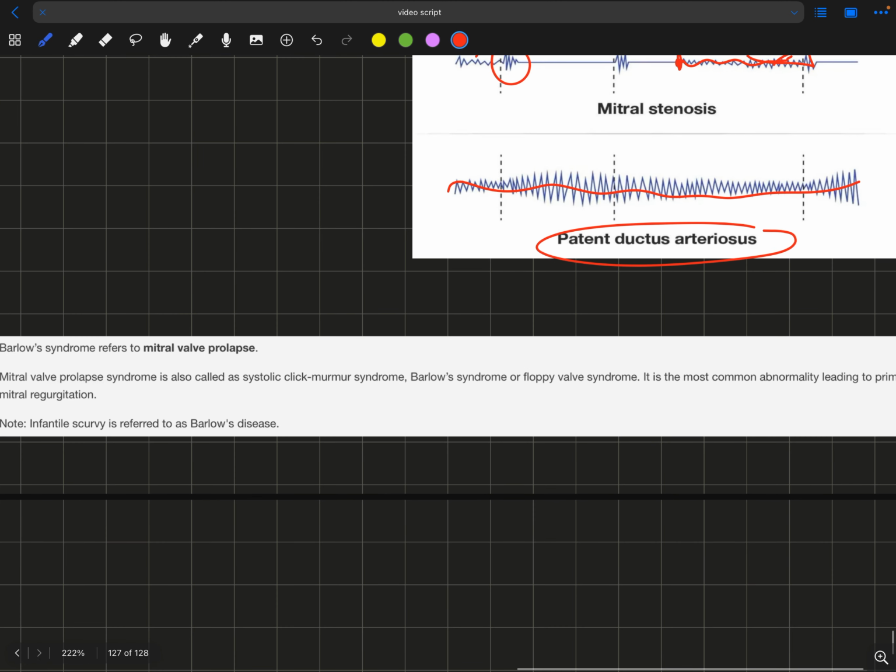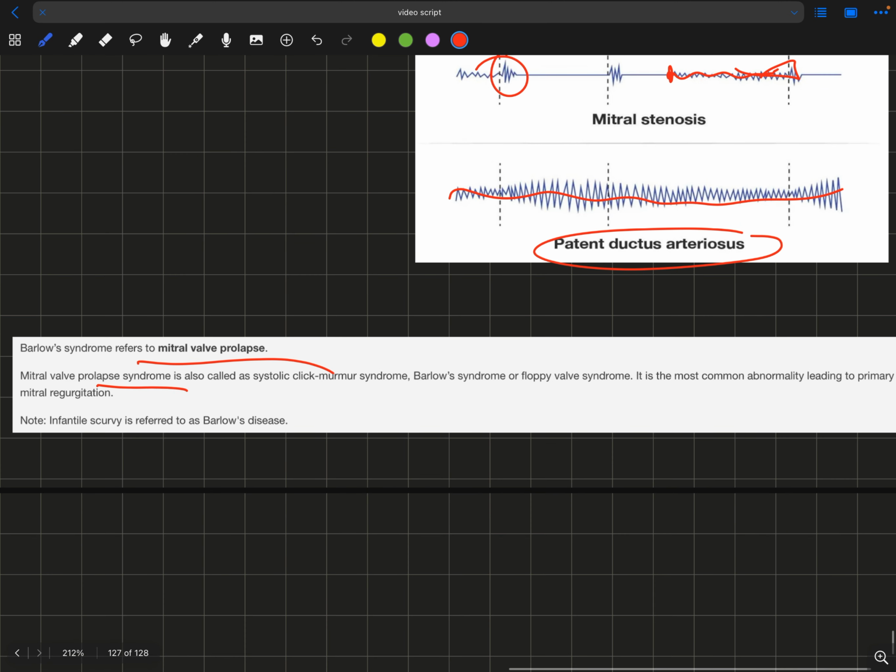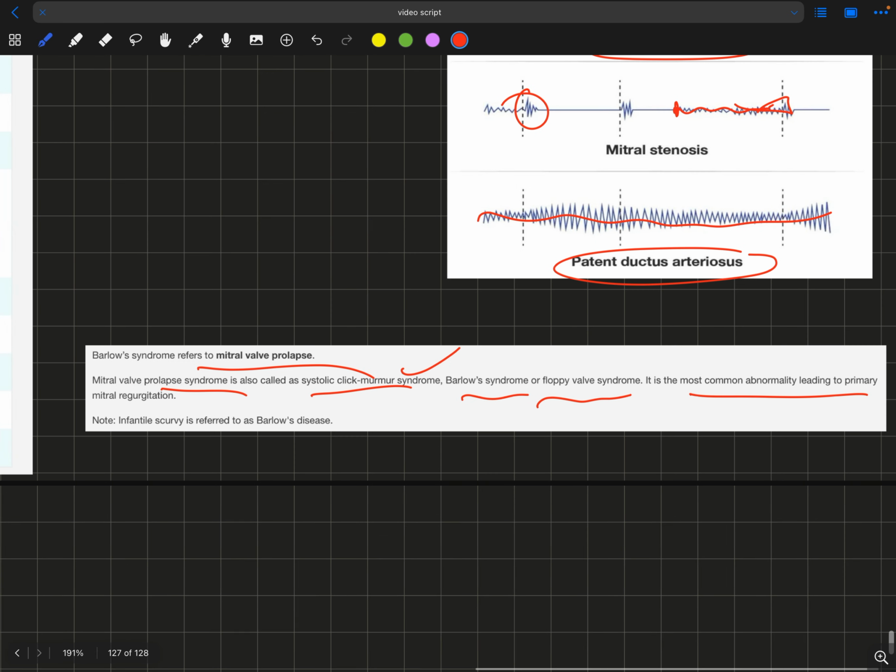Barlow syndrome refers to mitral valve prolapse. Mitral valve prolapse syndrome is also called systolic click murmur syndrome, Barlow syndrome, or floppy valve syndrome. It is the most common abnormality leading to primary mitral regurgitation, and the most common cause of MR in developing countries also. Note that infantile scurvy is referred to as Barlow's disease, and Barlow's syndrome is mitral valve prolapse.